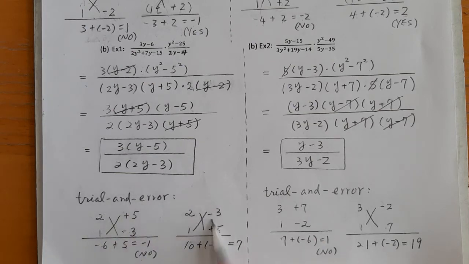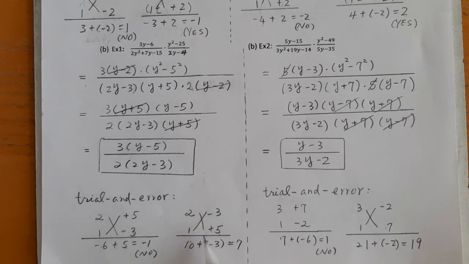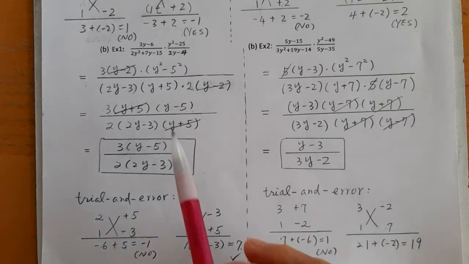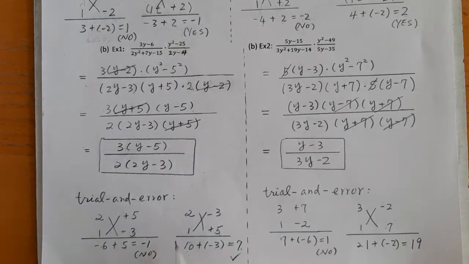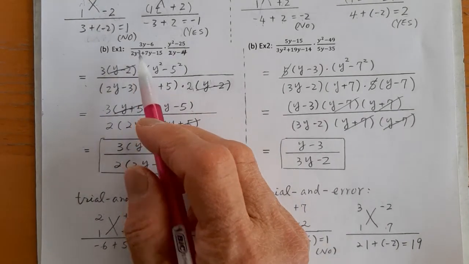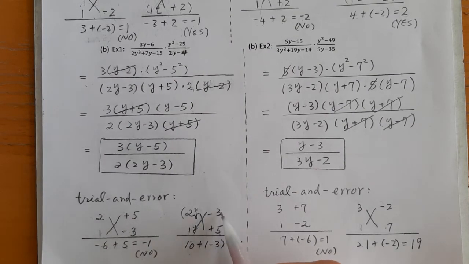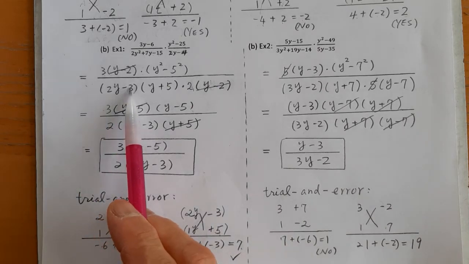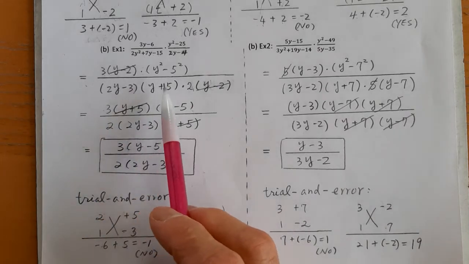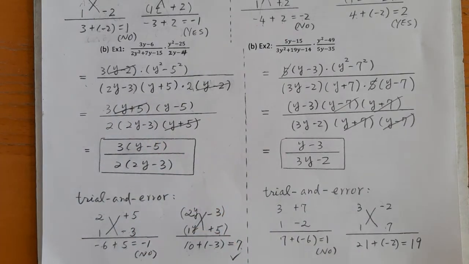Negative 3 put first and 5 put second. And cross multiply: 2 times 5 is 10, negative 3 times 1 is negative 3. Add together is positive 7. So this is what we want, because the y term coefficient is 7. Then attach the variable y squared. So put y and put y and put the parentheses. So the factors are 2y minus 3 times y plus 5.